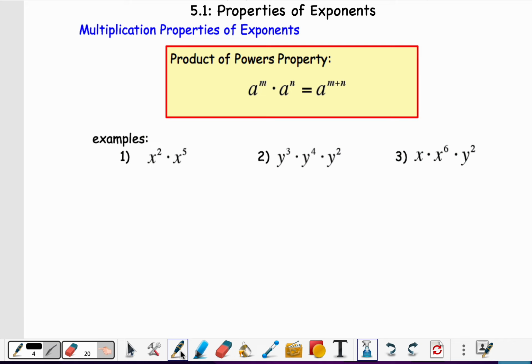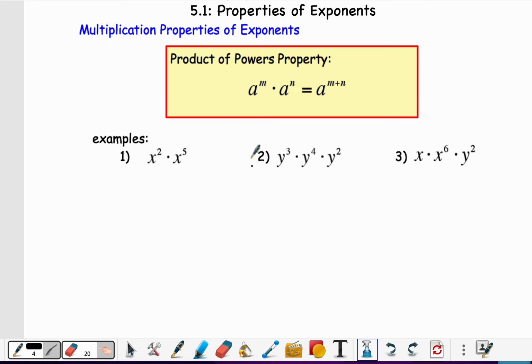5.1 time. So in Chapter 5, we're going to talk about a bunch of things, but before we're able to get to any of those, we need to make sure we understand our properties of exponents. So in a class like Algebra 2, this should be review of what you did in Algebra 1. We're going to talk about multiplying with exponents, powers of powers, all that good stuff.